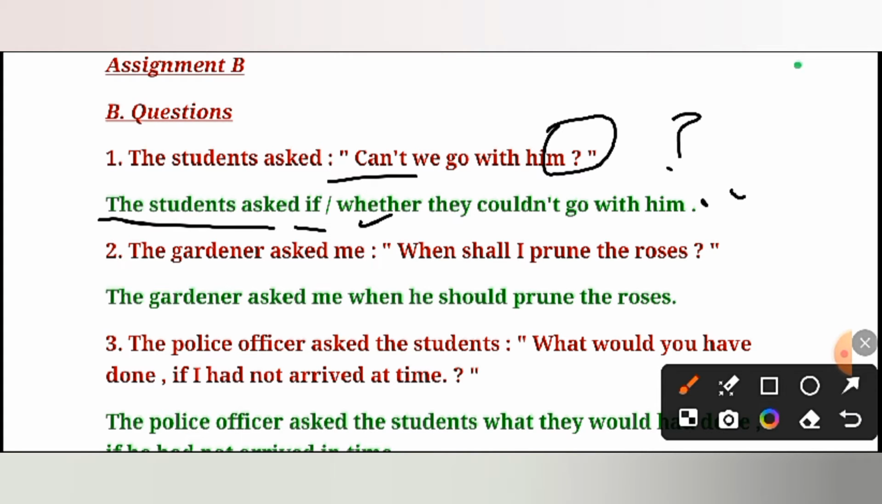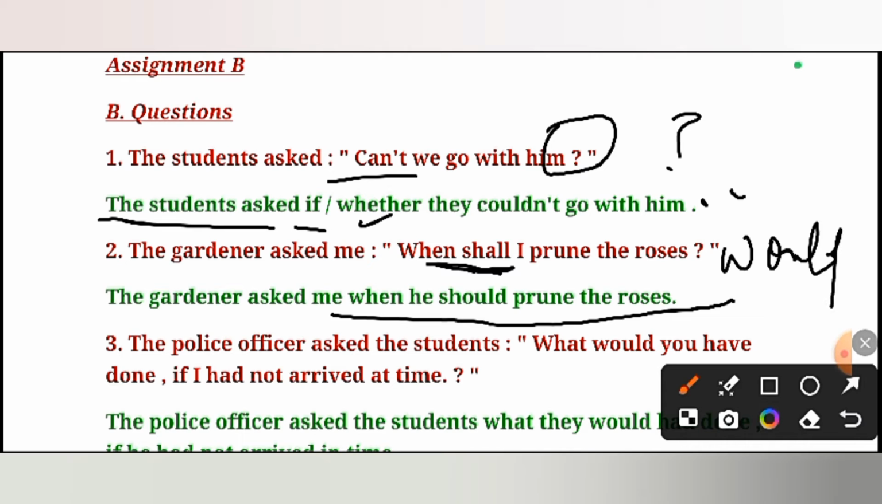Number 2, the gardener asked me when shall I prune the roses. The gardener asked me when he should prune the roses. Okay. Here should cannot be quite correct, because would will be the correct answer. So students, it is by mistake that should has been printed. When shall I prune the roses? It is asking permission. So he plus the will concept would be there, and that will be changed into would, so that will be okay.